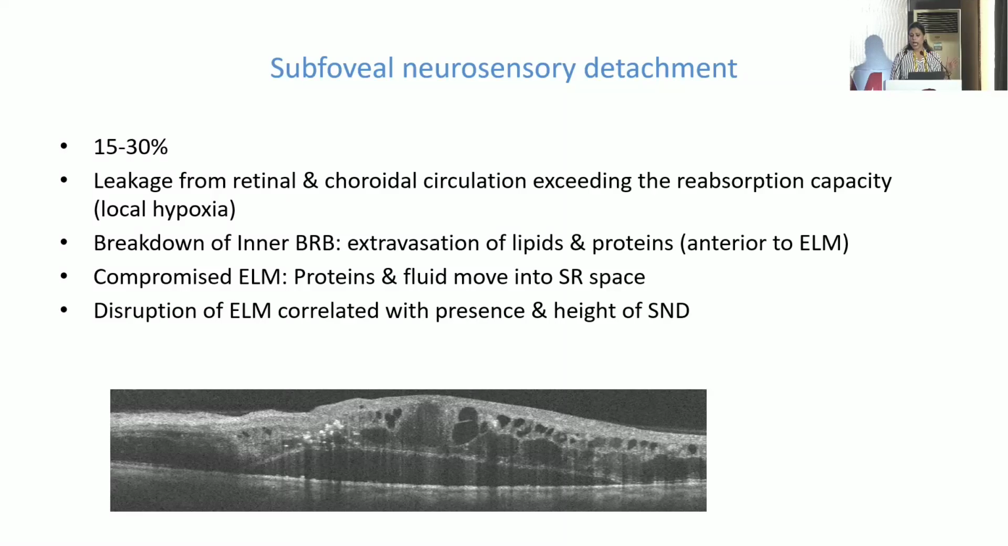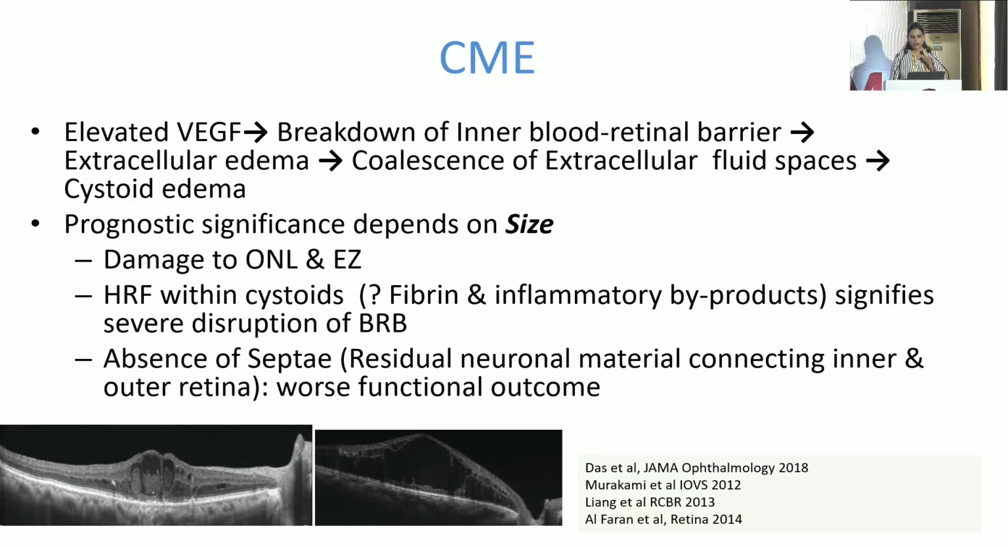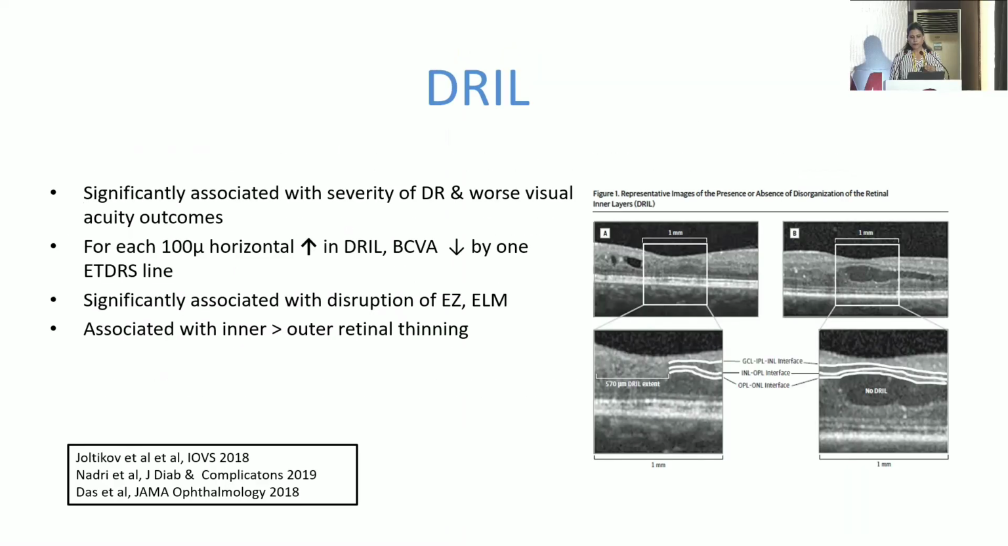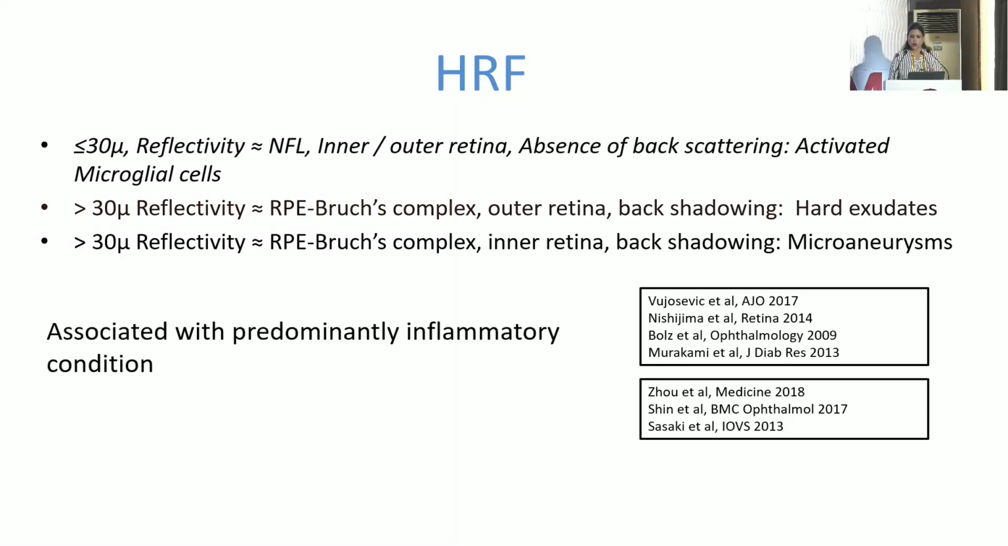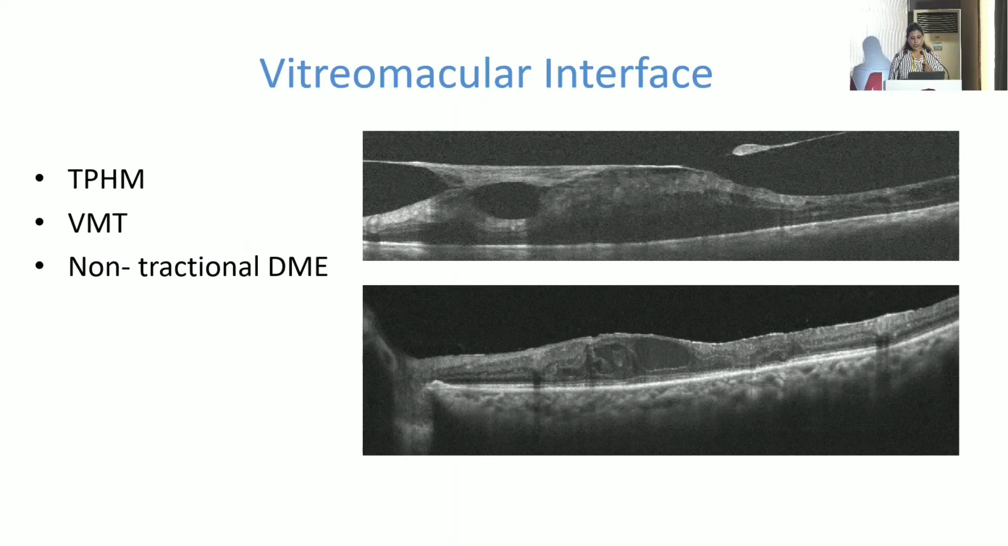which indicates local hypoxia, compromised ELM, and leads to reduced retinal sensitivity. Then CME, which is because of elevated VEGF and breakdown of the inner blood-retinal barrier. Then disorganization of retinal inner layers: with increasing duration of DME, it results in worsening of inner retinal morphology. Hyperreflective foci respond better to corticosteroids.